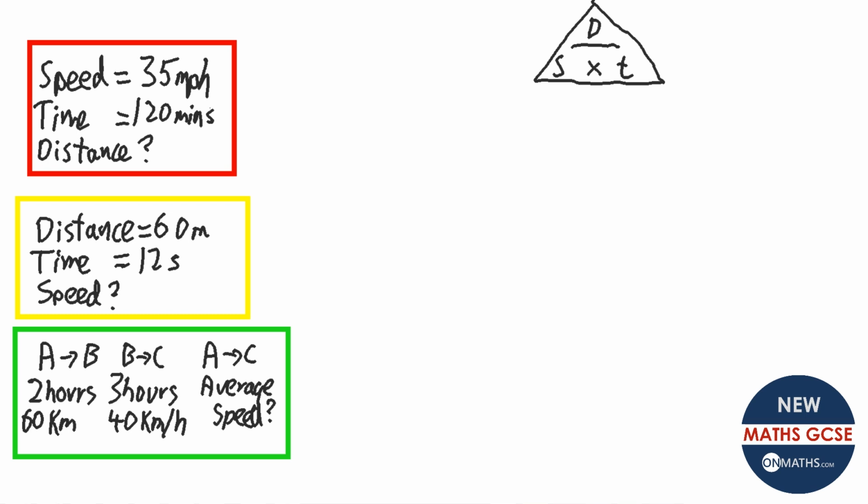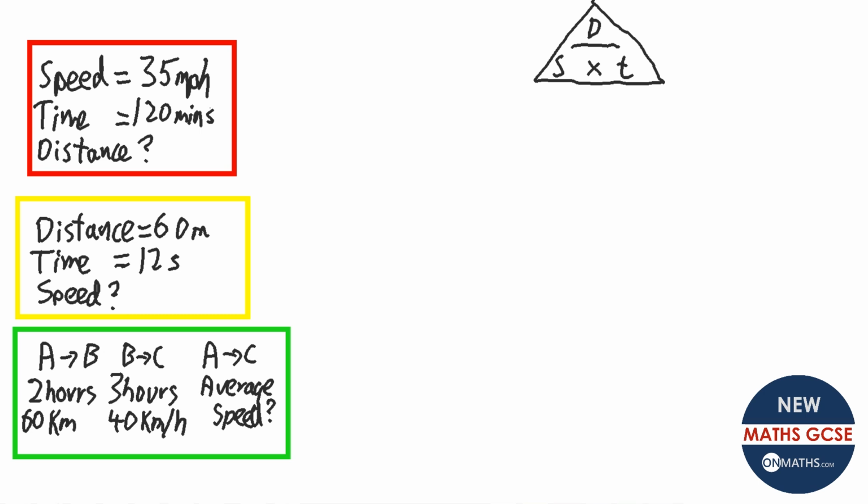So, for instance, if I covered up speed, it would tell me to do distance divided by time. If I covered up distance, it would tell me to do speed times time, and if I covered up time, then it would show me to do distance divided by speed.